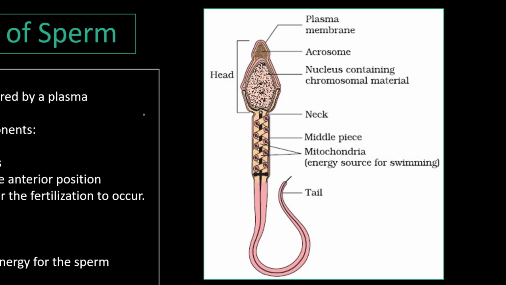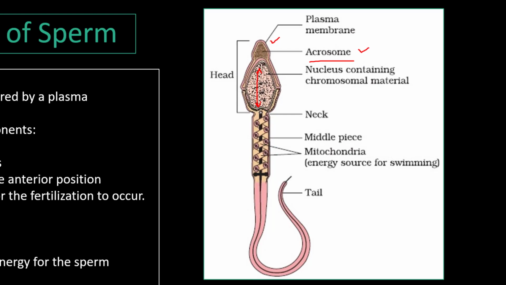Now the head is going to contain the haploid nucleus, that is, as you can see here, this is the area that is going to contain the haploid set of chromosomes, that is the 23 chromosomes, and this is going to be anteriorly covered by the acrosome. As you are seeing, this is the enzyme that is going to play an important role in the process of fertilization. So the acrosome is present at the anterior position, and it is essential for the process of fertilization to occur.